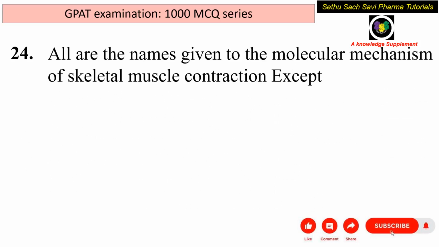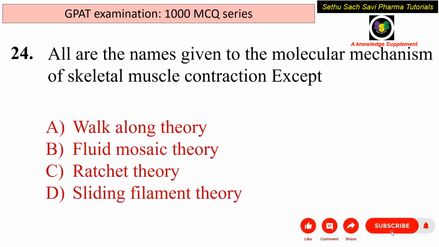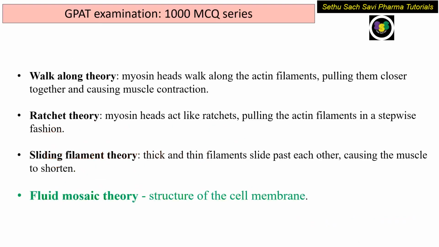All are the names given to the molecular mechanism of skeletal muscle contraction except: walk along theory, fluid mosaic theory, ratchet theory, or sliding filament theory. Let's see each theory in detail. First one is walk along theory.